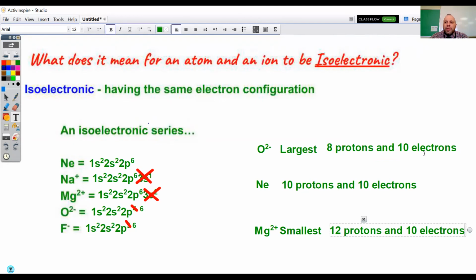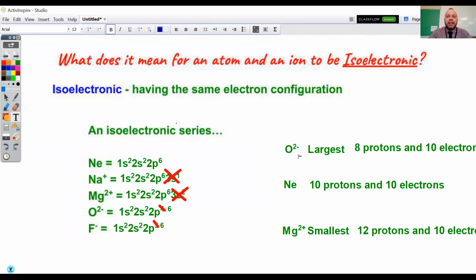In each case, we have 10 electrons, but the ion that has the greatest number of protons is going to pull that atom in nice and tight, so it's going to end up being the smallest. And the ion that has the least number of protons, that's up here at oxygen, is going to allow that atom to expand because you have 8 protons holding on to 10 electrons. We give this a special name. We call this the proton to electron ratio.